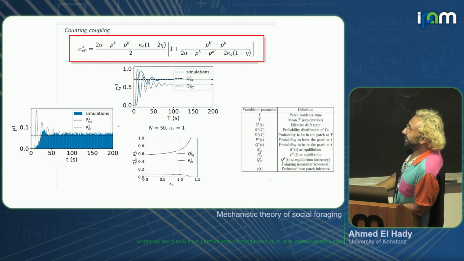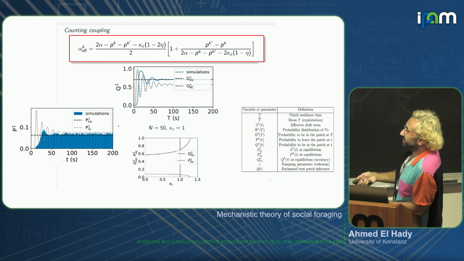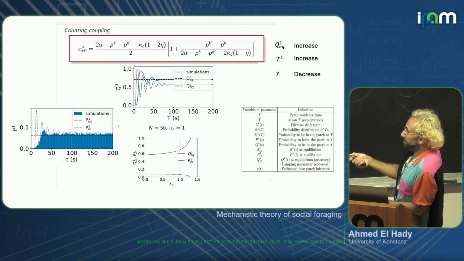So the counting. In every slide, I'm not going through how we derived the exact coupling, but we have to get this effective drift, basically, with which we do the simulations or the analytics. And here we find a very interesting thing: our equilibrium probability to stay in the rich patch increases, the patch residence time in the rich patch increases, and the damping parameter decreases, meaning that they reach the equilibrium very quickly. And we can play here the same game.